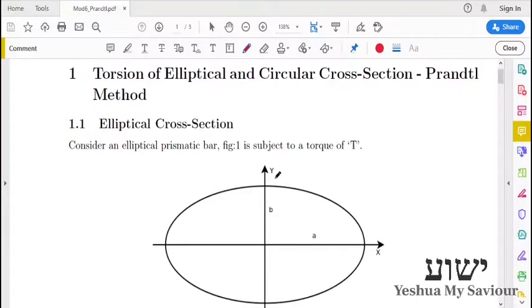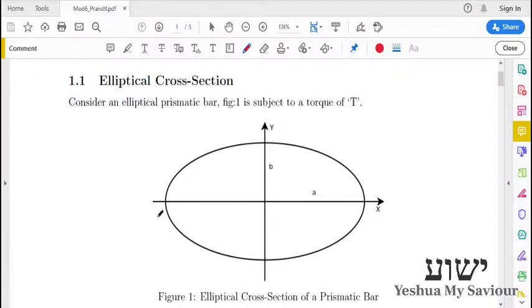the Prandtl method. Here we have an elliptical cross section which has semi major axis a and semi minor axis b. In the Prandtl method, the equations used are, this is just a reminder of the equations, del square phi is equal to minus 2 G theta. I'll explain them. This is a Poisson's equation.